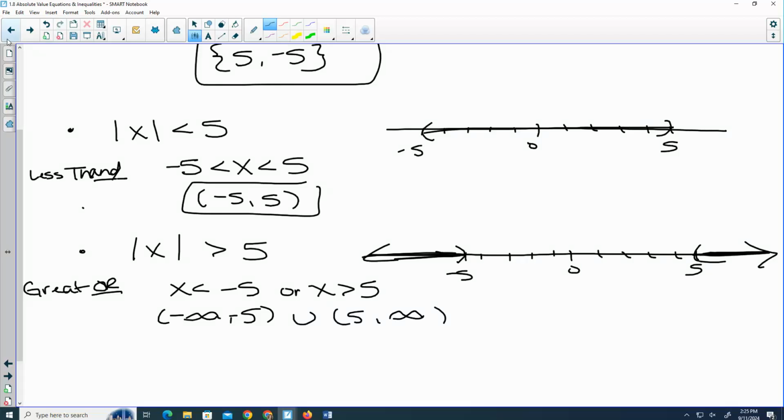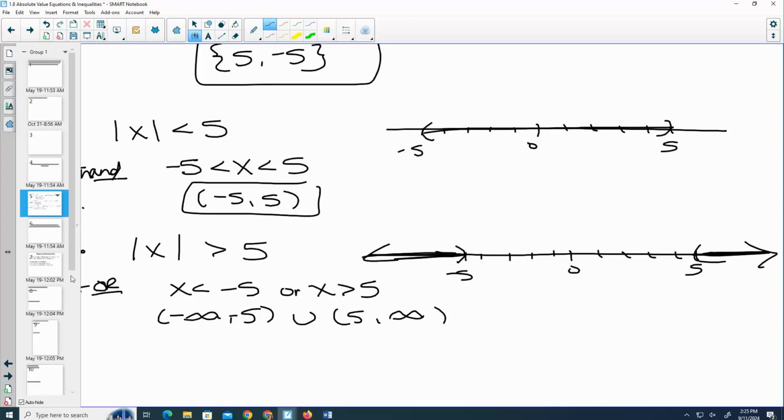Alright, so let's just solve some problems today. I can do as many or as few as we need. Let's just see what we remember, and we'll go from there. I want to do a couple equations first.